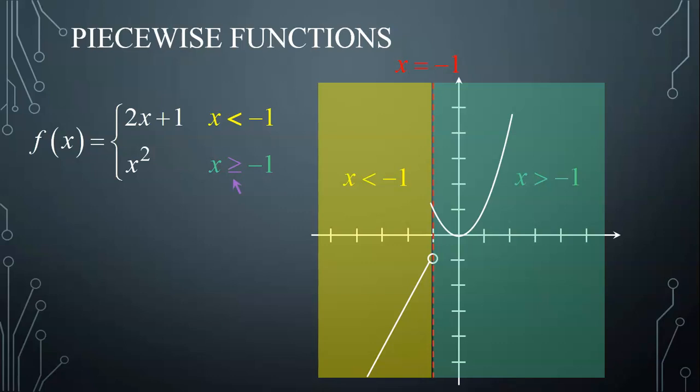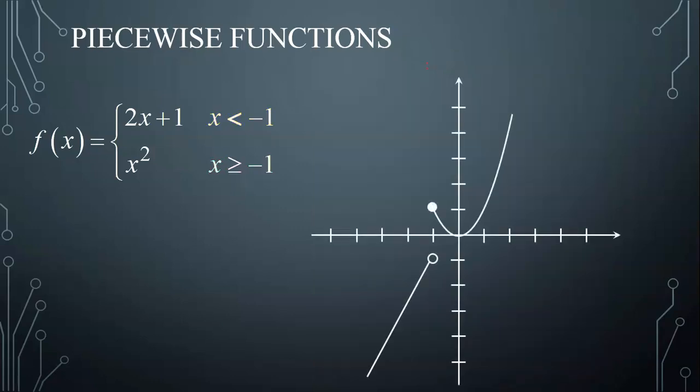Now, the given inequality is x greater than or equal to negative 1. And the fact that I have an equal there means that the point of abscissa negative 1 is part of the curve. It is not restricted. Consequently, it is represented by a full point. And that is finally the curve corresponding to the given piecewise function.